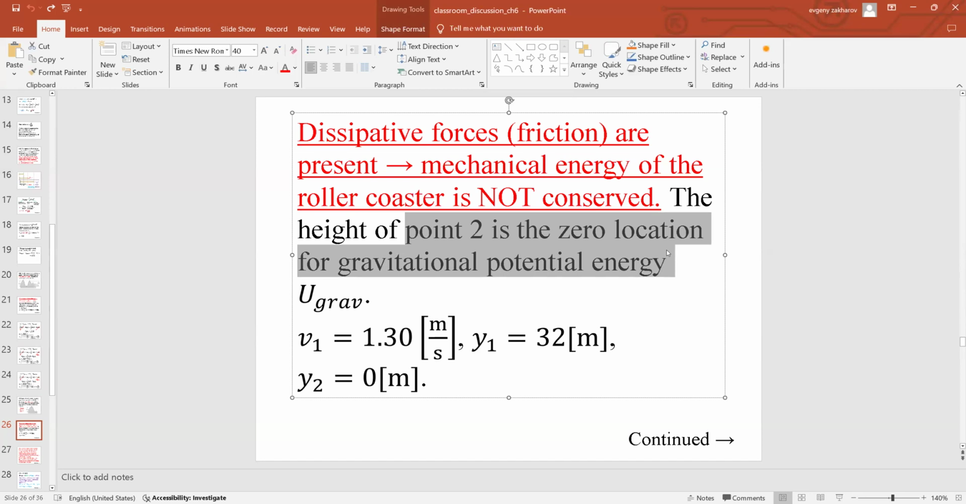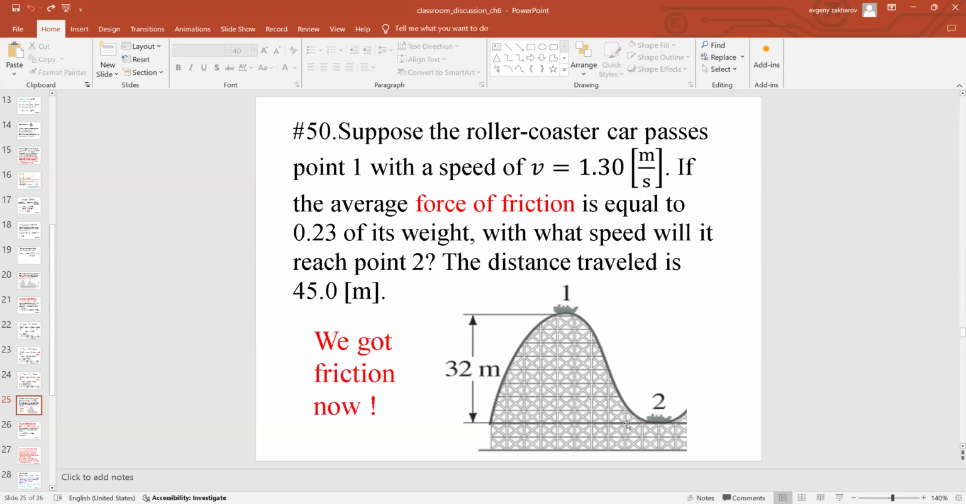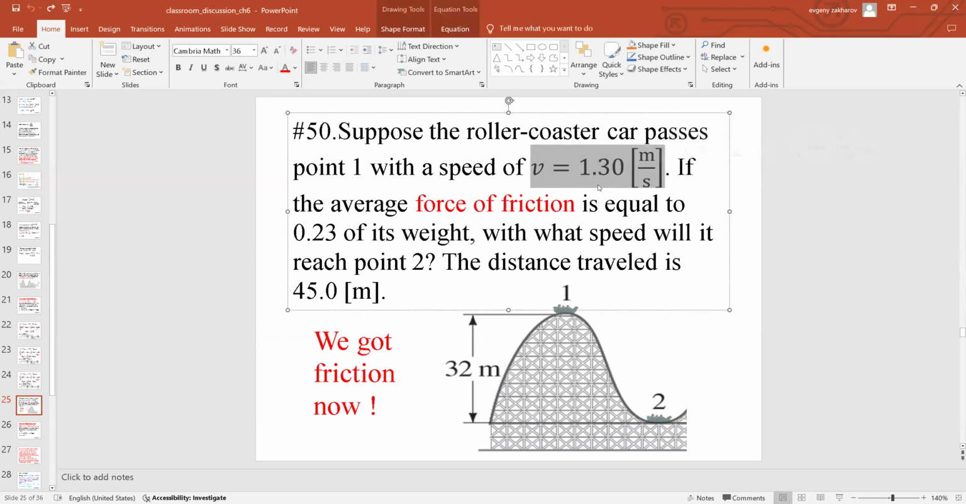Point 2 would be the 0 gravitational potential energy level because it's the lowest point. So point 1, all potential, and a little bit of kinetic as well. See how we don't start from rest. This time there is a little bit of kinetic energy for point 1 as well. So kinetic plus potential here, all kinetic there, and we have some losses due to friction.